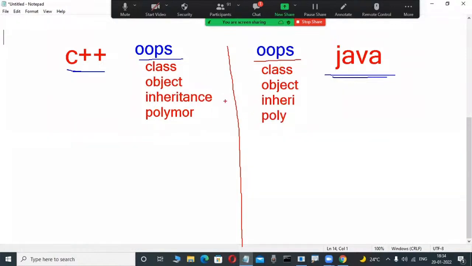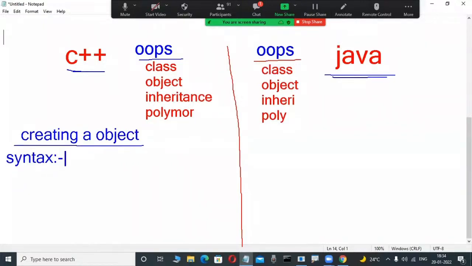Okay, C++ and Java are conceptually the same: class, object, inheritance, polymorphism, encapsulation, binding. But observe here. Can anybody guess? Suppose in C++ I want to create an object from the class, what is the syntax? Technical persons, do you have an idea? Creating an object from the class, what is the syntax in C++? So many fellows have an idea.